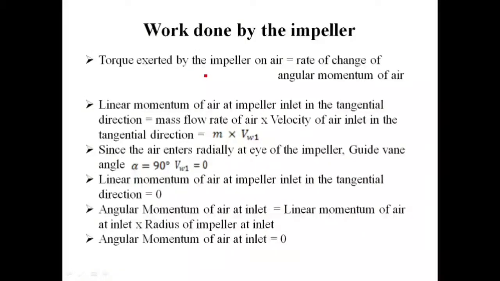So next we will discuss the work done by the impeller. Torque exerted by the impeller on air is the rate of change of angular momentum of air. Rate of change of angular momentum means final angular momentum minus initial angular momentum. Linear momentum of air at impeller inlet in tangential direction is equal to mass flow rate of the air into velocity of air in tangential direction.